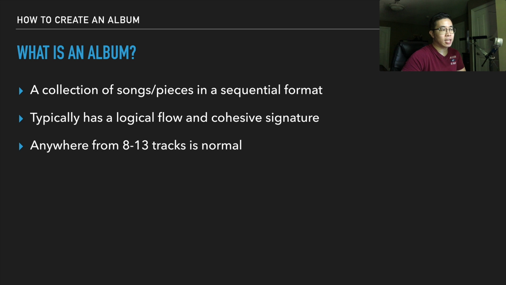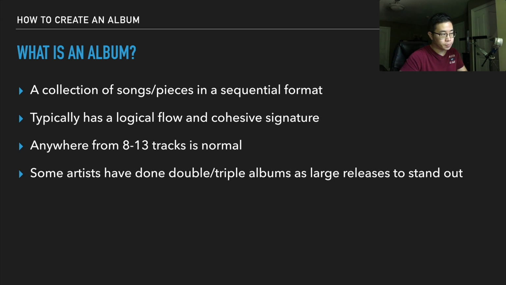I personally find that anything from 8 to 13 tracks is pretty normal for any standard album. I've seen people do up to 16 or 17 tracks on an album, but those are kind of the outliers. And anything less than 5 or 6 tracks tends to be an EP, so a smaller collection of songs. Some artists, however, have done double or triple albums at the same time as larger releases to really stand out from the competition. So a lot of the time they will do this to really make their music have a big stamp in the marketplace, right?